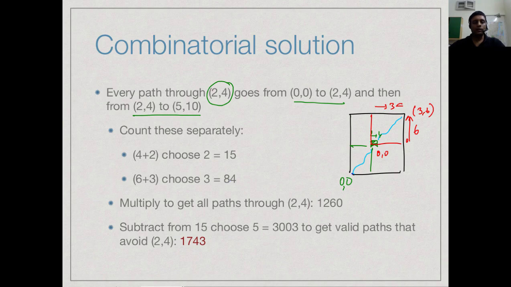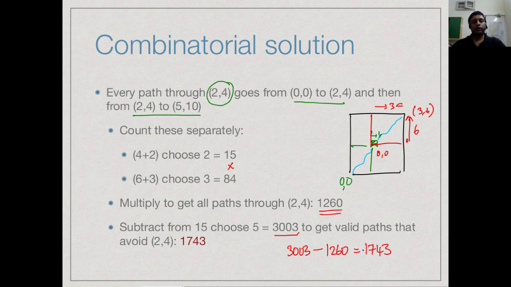Now any path which comes to the bottom to 2,4 followed by any path that goes from there to the top is a valid path passing through 2,4. So I have to multiply these two numbers. I have to take 15 times 84 and I get 1260. So this is the total number of paths which are going through 2,4. But I don't want paths going through 2,4. I am saying that paths going through it are not allowed. So I must count all these paths as invalid. So I take the original 3003, subtract 1260, and I get 1740.